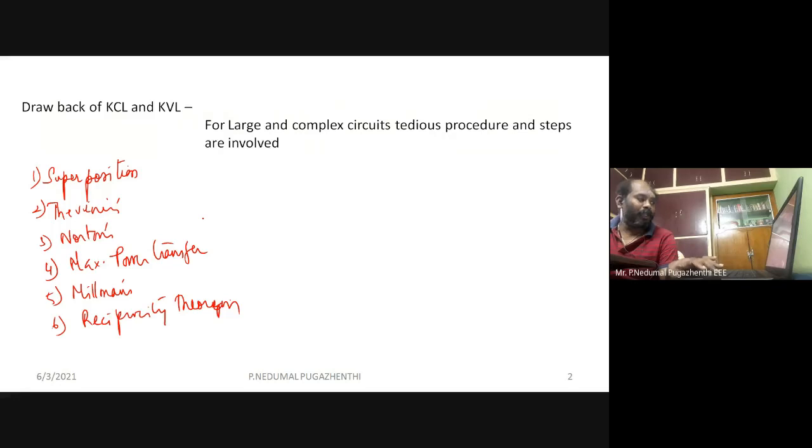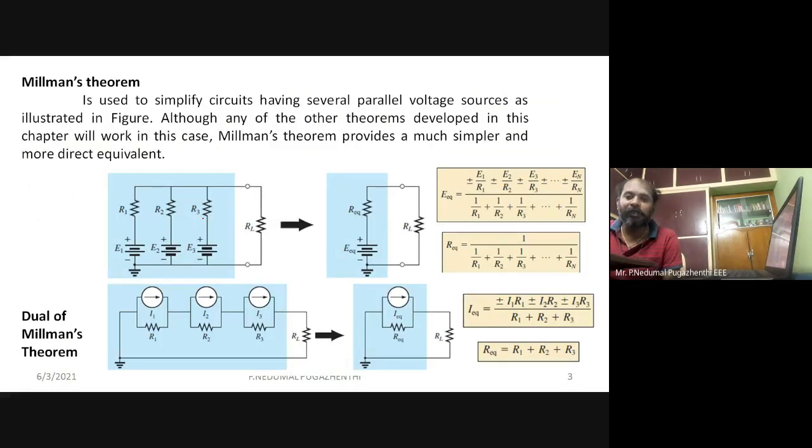We already know the drawbacks of KCL and KVL and why we go for this. So what does Millman's theorem state? This theorem is used to simplify circuits having several parallel voltage sources. If you have a circuit like the one in figure 1, with several parallel voltage sources E1, E2, E3 connected to resistances in series, R1, R2, R3, we can simplify this network into the diagram in figure 2.